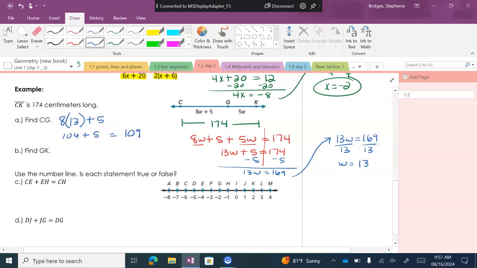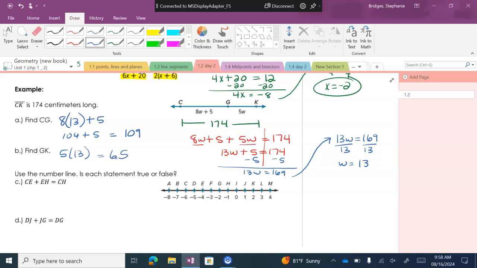And then for GK, I can just plug that in. 5 times 13. Or could I just do 174 minus 109? I could do that as well. Either way. But I'm going to go 5 times 13 just because I'm used to plugging things in. 65? Okay.